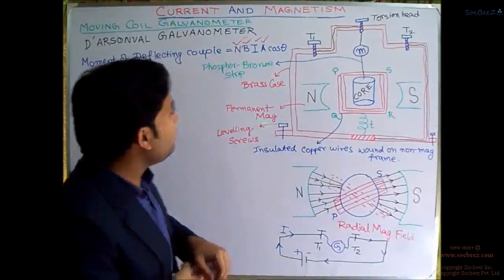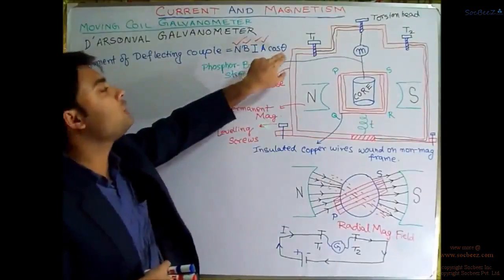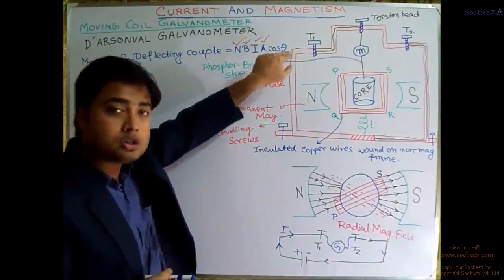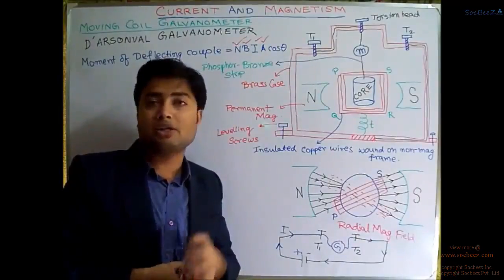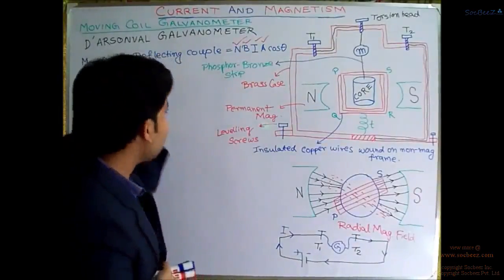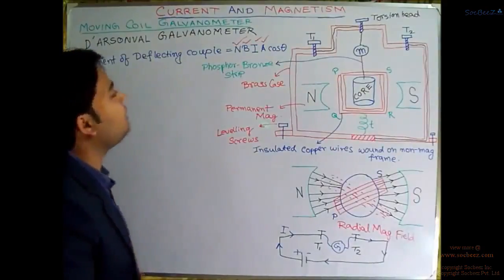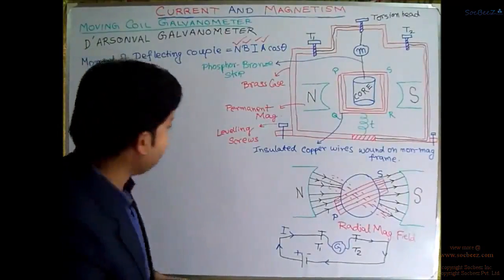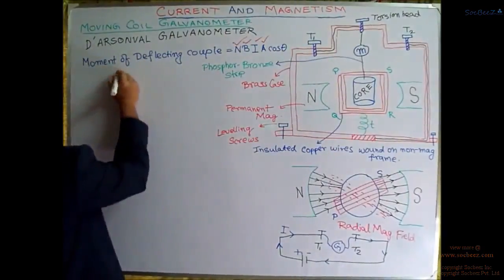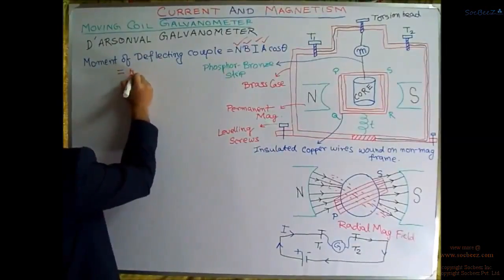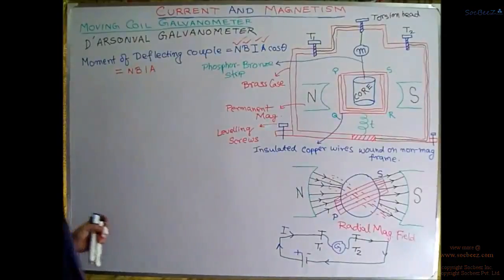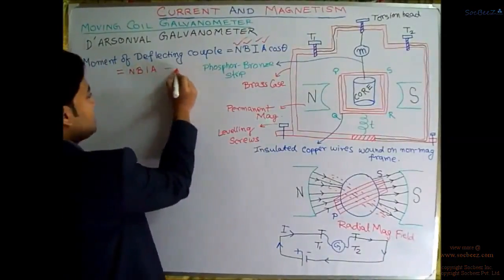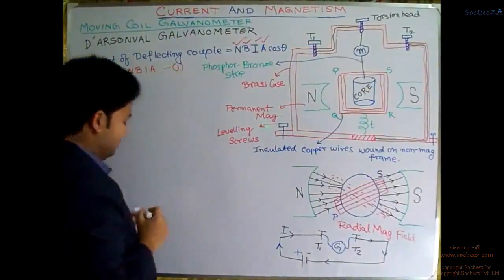Right? And if we put theta as 0, this will be read as cos 0. Now what is the value of cos 0? Simply it is equal to 1. So we can say that the moment of the deflecting couple now will simply be equal to NVIA. Right? Now let us give it as equation 1.